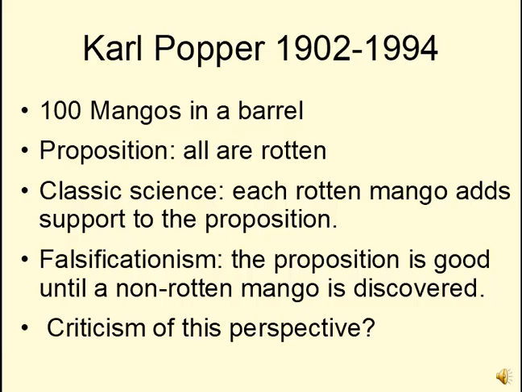So we can pull out 90 rotten mangoes. We pull out one good one, and that means that our theory is no longer true. So he says one genuine counter instance is enough to refute the entire theory. So what's the criticism of this? What's wrong with this?